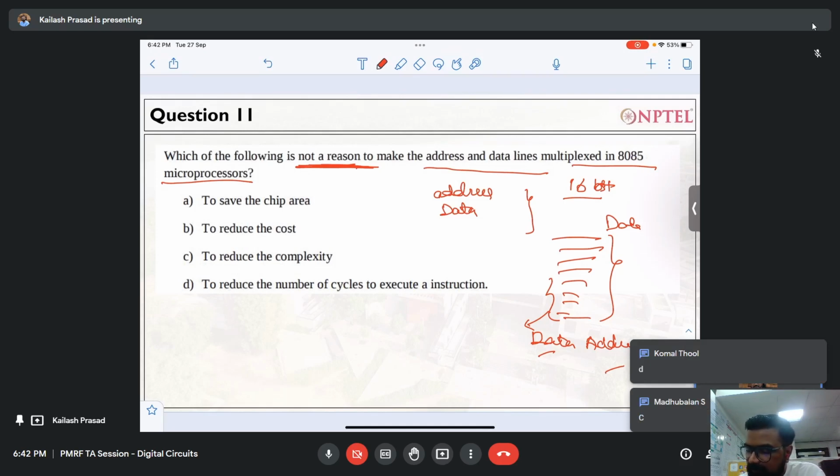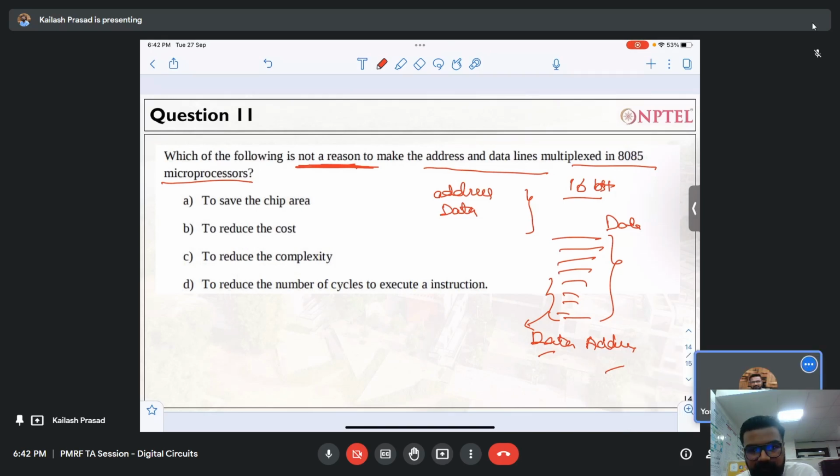So let us see why the multiplexing is being done. Whenever you are doing multiplexing, you are saving hardware, because you are using the same resource for both data and address lines, right? So obviously if you are not making more hardware, it will reduce the chip area. So this is a correct reason to have address and data line multiplexing. Second, it will also reduce cost because you are fabricating less hardware.